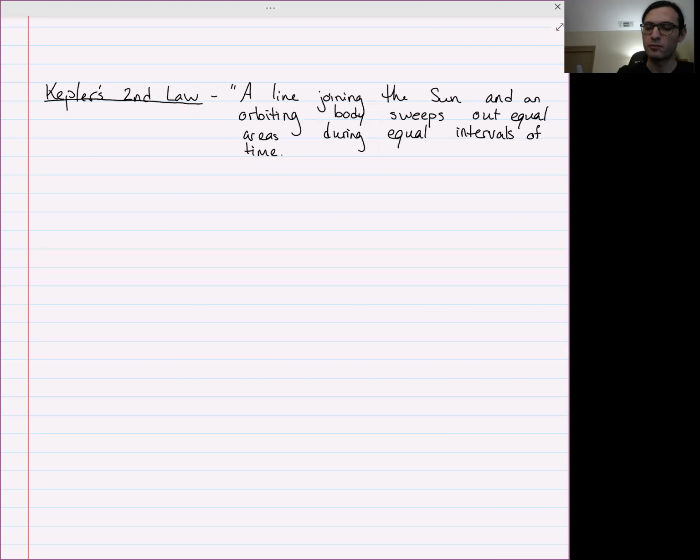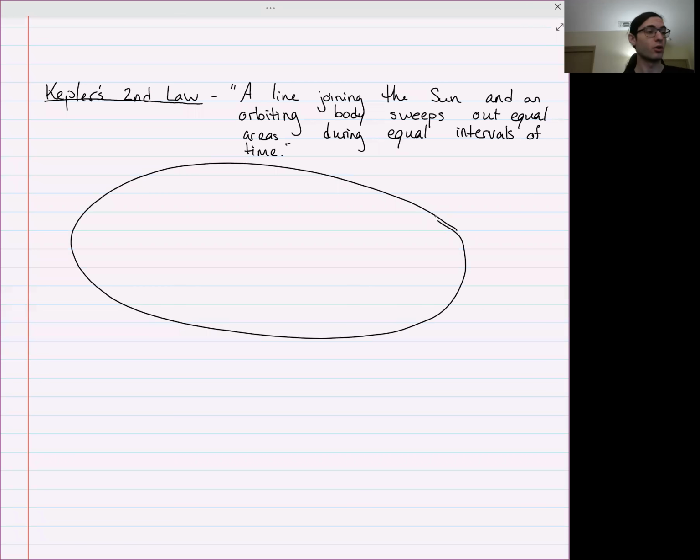So we can draw a picture just to help visualize this. Imagine that here's our very elliptical orbit. Maybe the sun is here at one of the foci. Then we can imagine we have an orbiting body following this ellipse, say at one point it's here, at another point it's here, at a third point it's here, and at a fourth point it's here. We can draw a line connecting the sun and the orbiting body.